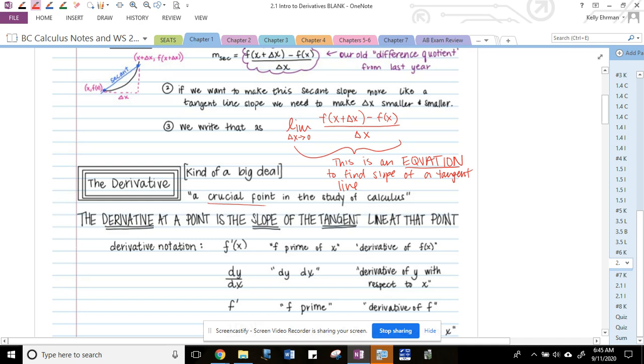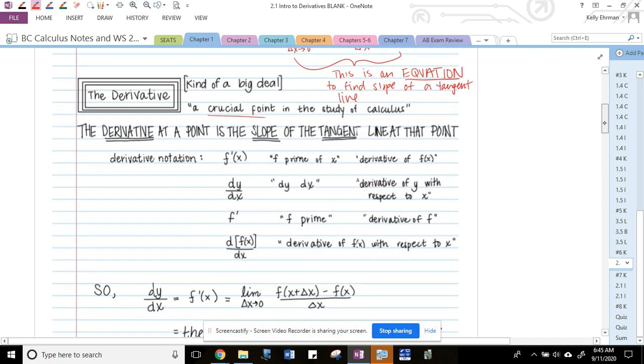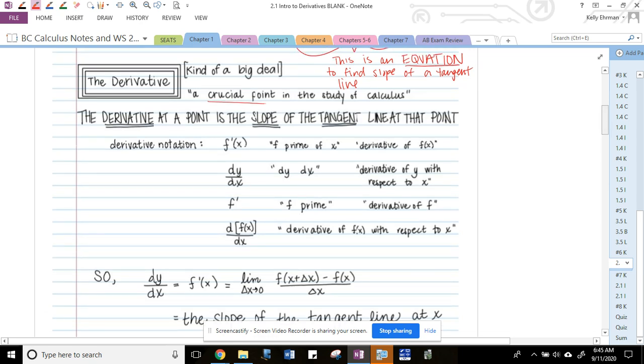The derivative of the point is the slope of the tangent line at that point. And we have all kinds of different notation. Part of the reason there's a lot of different notation, some of it is just shorthand, but also different mathematicians, as they were inventing calculus, for lack of a better word, used different notation. So we have a couple of different ways to look at this.